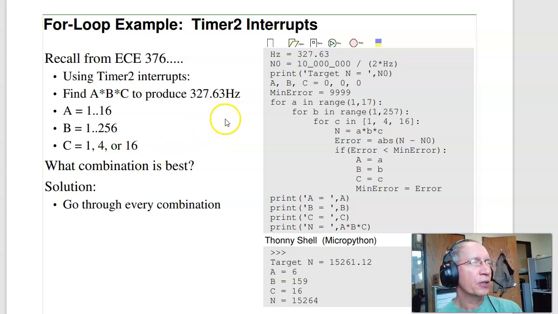So A goes 1 through 16. So it's going to go 1 to 17. 17 means 16 because you don't do the last element. B is 1 through 256. C is 1, 4, or 16.